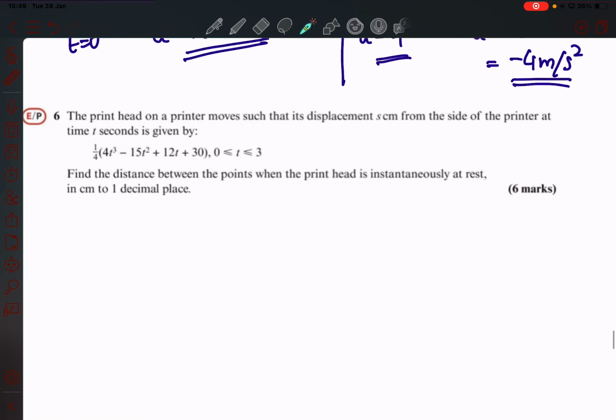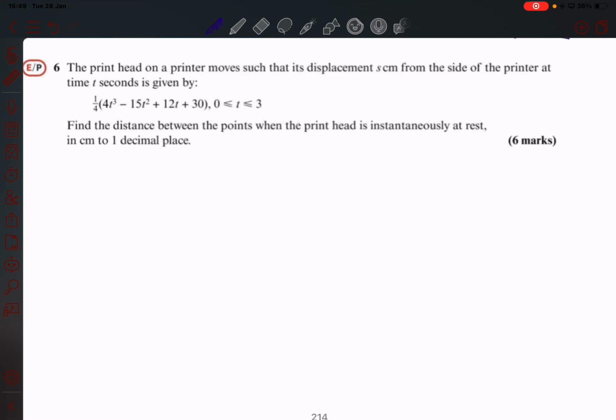Question number 6. This time you've got a printer head that moves from side to side. If you have seen the inside of a printer, you know how the printer head moves from side to side. And we are measuring the displacement of the printer head from one of the sides.